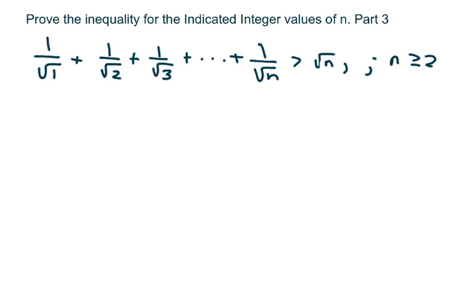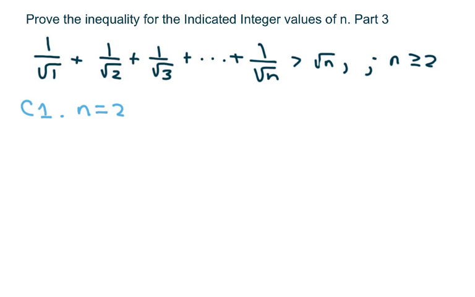Hi everyone, we're going to prove the inequality for the indicated integer values of n by using the extended version of mathematical induction. And this is our sequence or our series. What we're going to do is first try condition 1, where we're going to start with n equals 2.